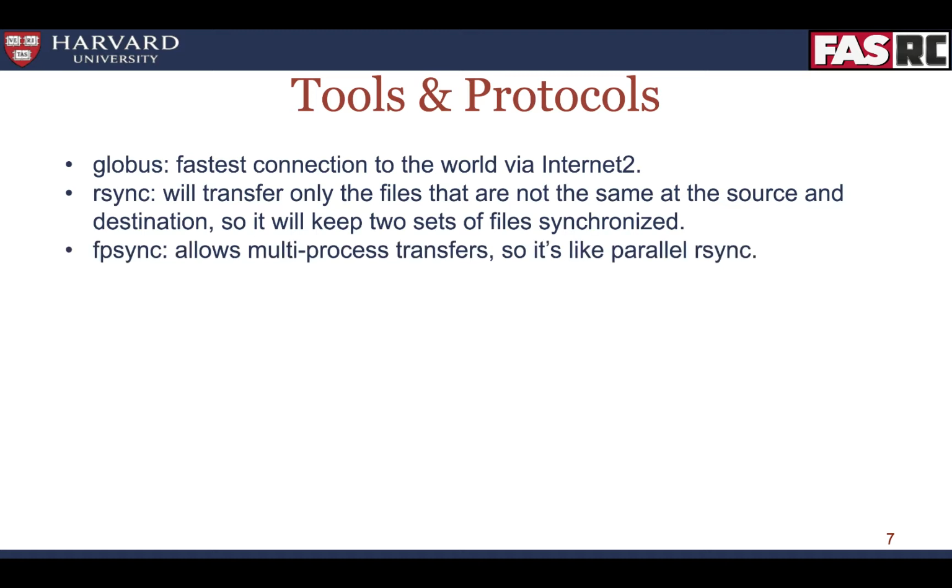fpsync allows multi-process transfers, so it's like a parallel version of rsync, but allows for faster transfers than rsync alone. This should be used on compute nodes only, not on login nodes which have limited CPU resources. SCP, unlike rsync and fpsync, does not offer synchronization. It is primarily used for one-time transfers, but it is fast and simple.